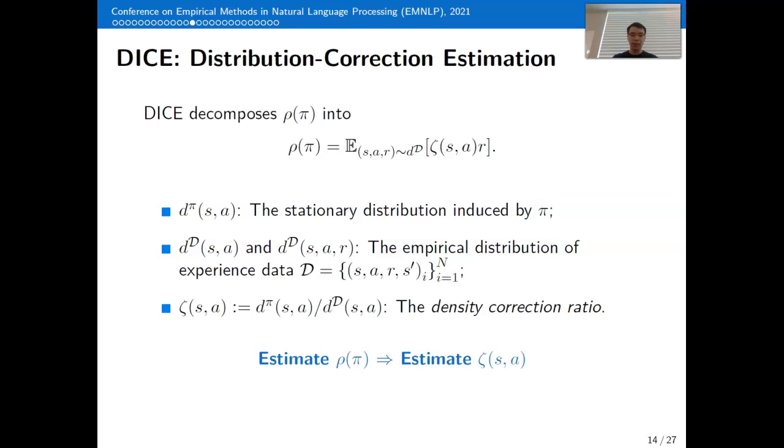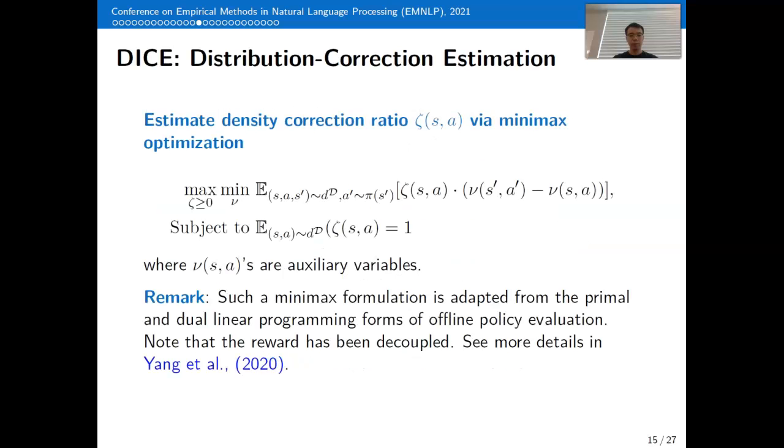It is called the density correction ratio, which is the ratio between the stationary distribution induced by the target policy and the empirical distribution of the experience data. So DICE essentially turns the problem of estimating rho pi into estimating the correction ratio. To estimate the density correction ratio, we just need to solve this minimax optimization problem.